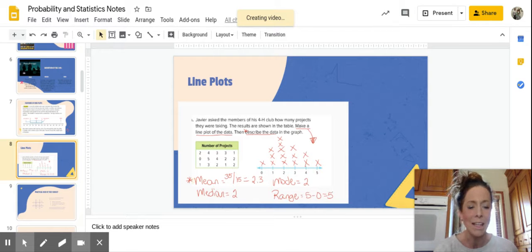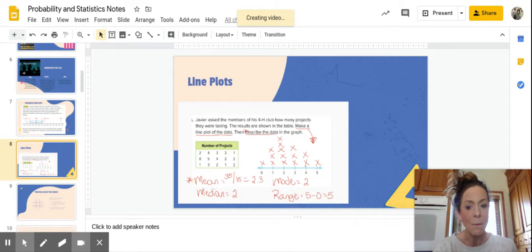Line plots can be an easier way to display data. You're typically given a table of information. Then you just draw a line, as you can see right up there. Draw a line, and then you put X's or dots for each piece of data. As you can see, when I look at the table, there's only one zero. So I only have one X at the 0 tick mark.